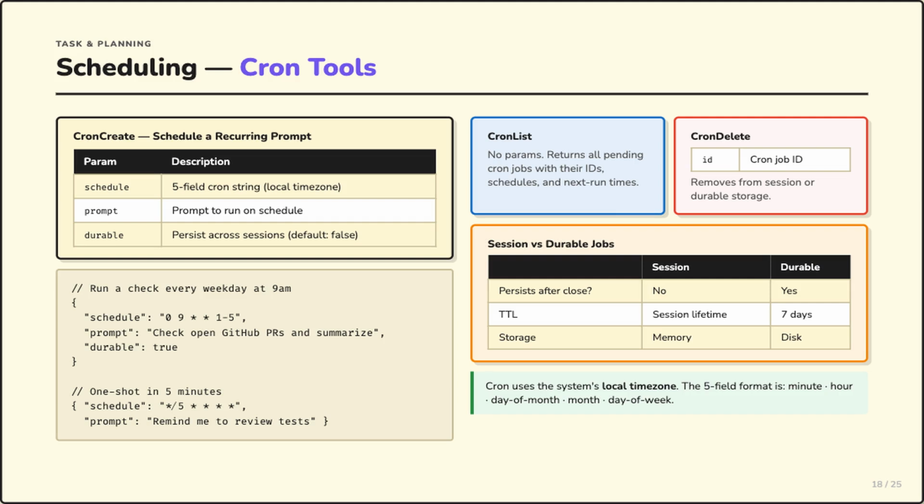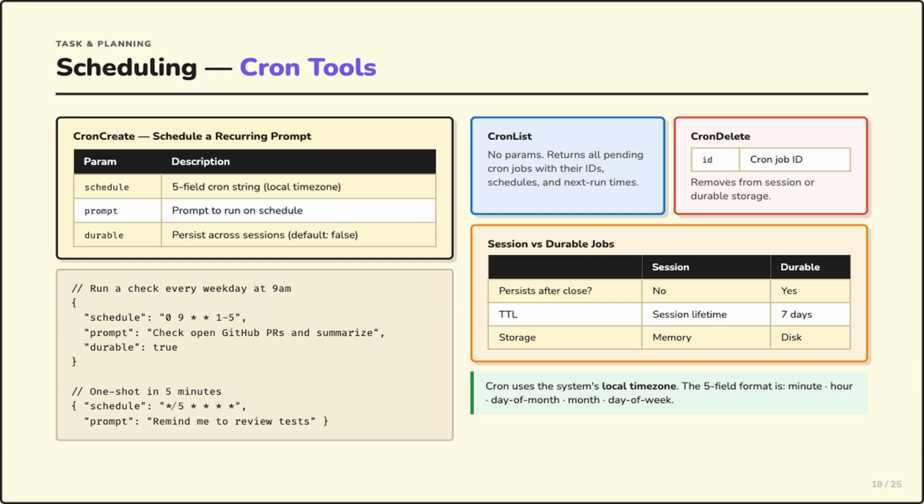The cron tools let Claude schedule prompts to run on a recurring schedule. Cron Create takes a 5-field cron expression in the local time zone, a prompt to run at each trigger, and a durable flag. Session jobs live only as long as the current session. Durable jobs are written to disk and survive session restarts, with a 7-day time to live. Cron List returns all pending jobs so you can see what's scheduled. Cron Delete cancels a job by ID.